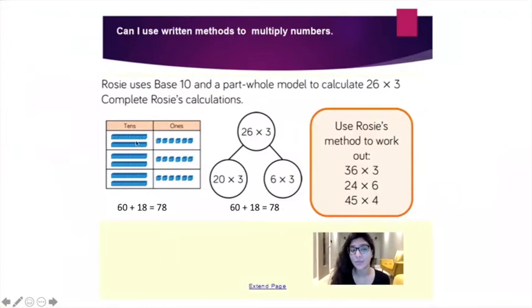All I did was I counted all the 10s that we have here. So how many 10s do we have? 10, 20, 30, 40, 50 and 60. So that's 60 10s. So I've written 60 here.